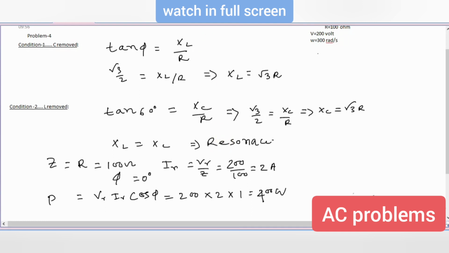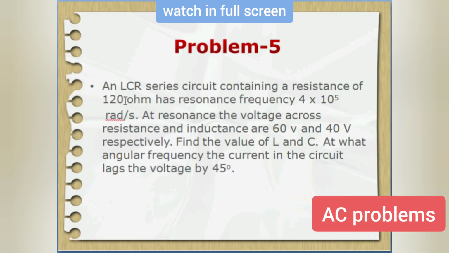Let's see our fifth problem. An LCR series circuit containing a resistance of 120 ohm has resonance frequency 4 into 10 to the 5 radian per second. At resonance, the voltage across resistance and inductance are 60 volt and 40 volt respectively. Find the value of L and C. At what angular frequency does the current in the circuit lag the voltage by 45 degree.